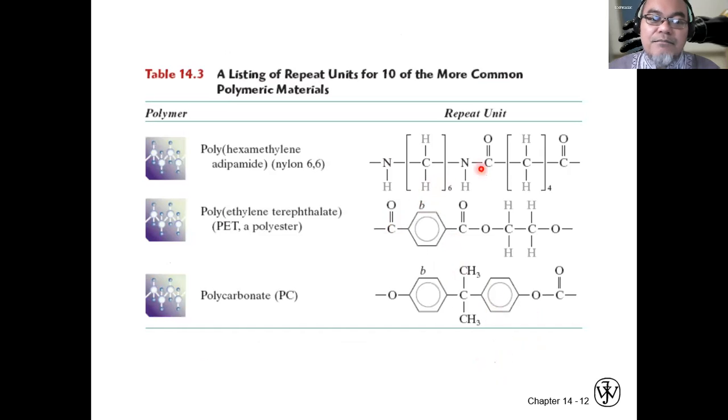Then nylon, the material that clothing is made from. The chemical name is polyhexamethylene adipamide, and it has a more complex structure. It has a repeating structure of six CH2 units and another four, and between the two it is connected with an NH group as well as a CO carbonyl functional group.